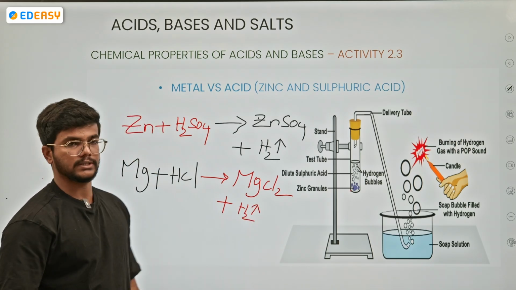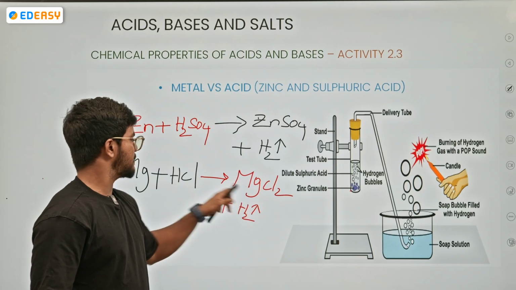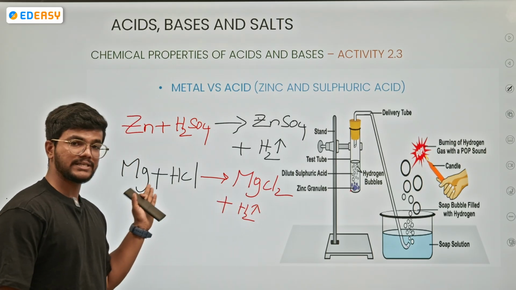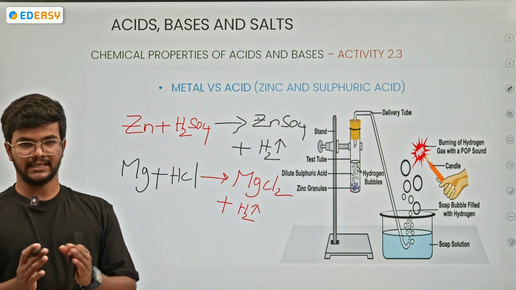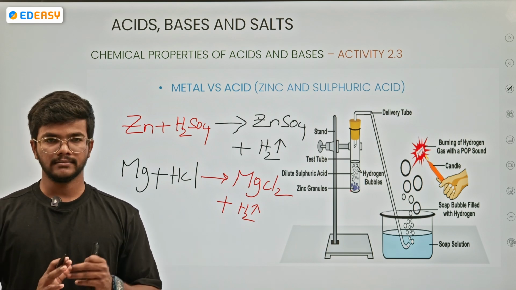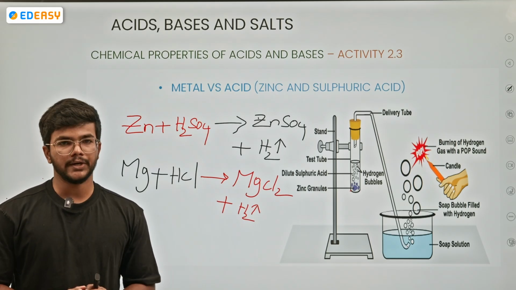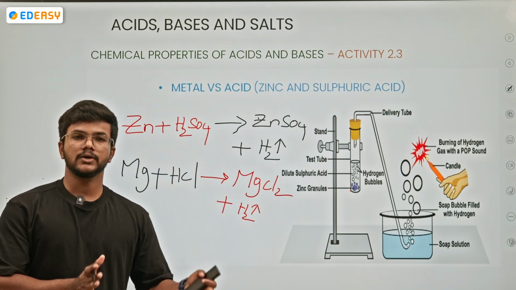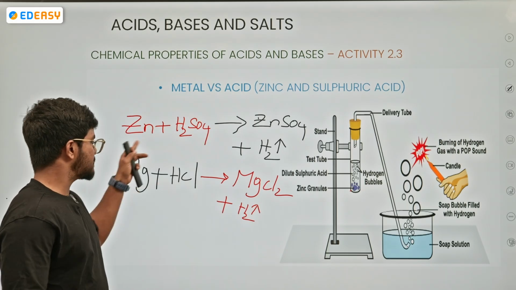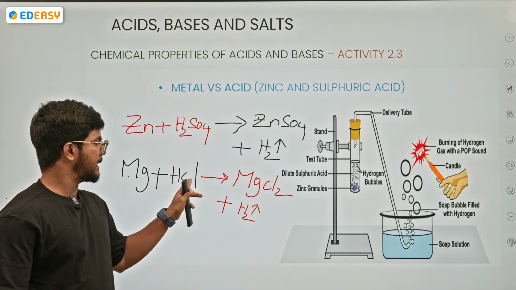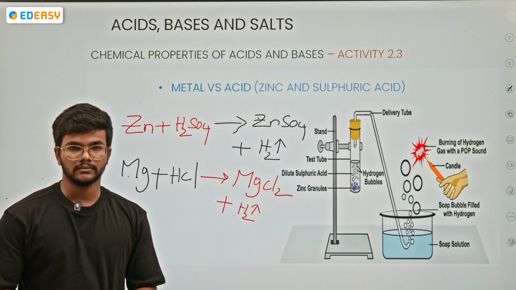Why MgCl2? Why only MgCl2 when magnesium reacts with HCl? Because magnesium is a metal, which forms a cation, and according to the periodic table, hydrogen is also a cation. So the cation displaces the cation, and when the anion makes a bond with it, that gives a salt.